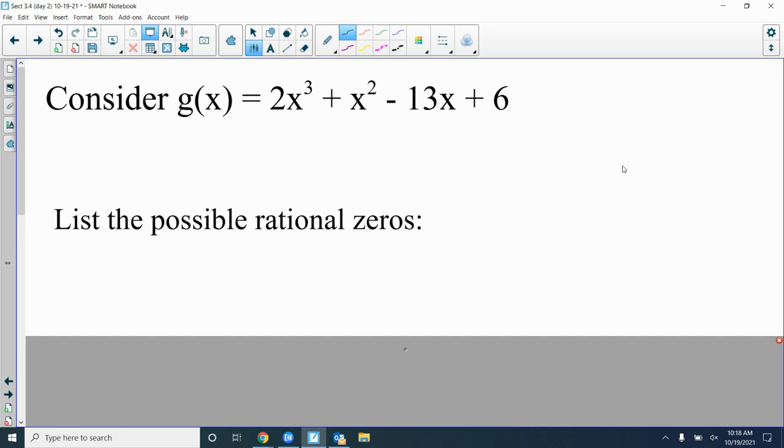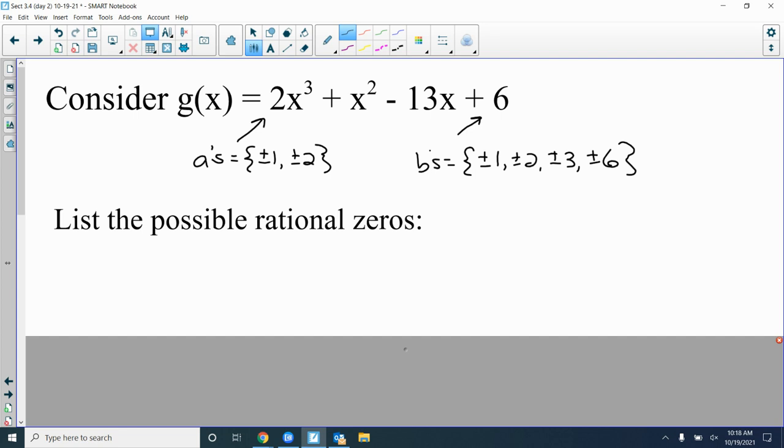All right, so now this is the first time we've done a problem where there's been a constant in front of the leading term, right? So this is our A's, and our A's are the factors of 2, which is just plus or minus 1, plus or minus 2. Our B's are the factors of 6. So 1, 2, 3, 6.